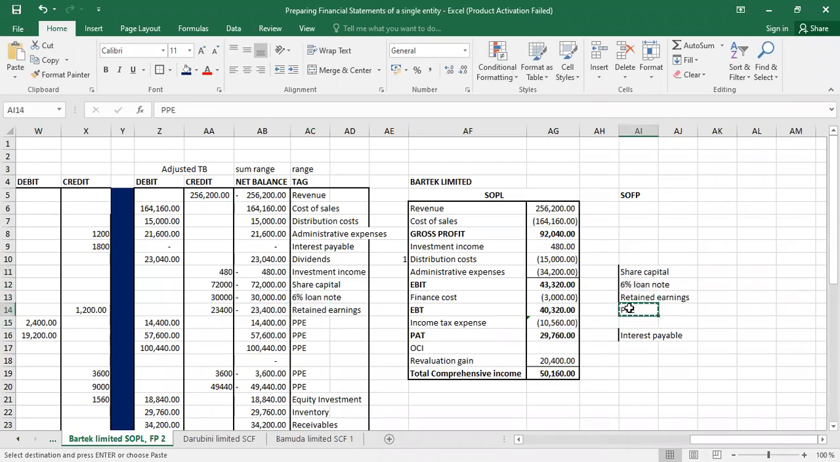So PPE comes on top, Control V, Control X. So this one comes below somewhere there, Control V, isn't it? And here we'll have another one called revaluation reserve because we revalued our buildings.